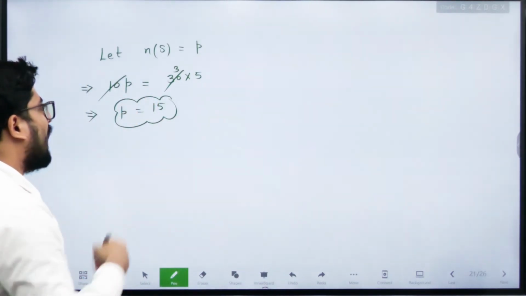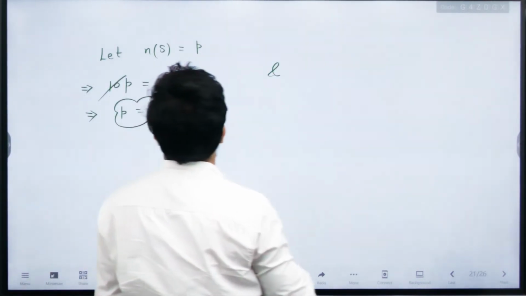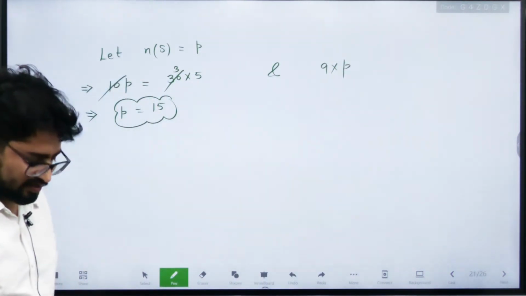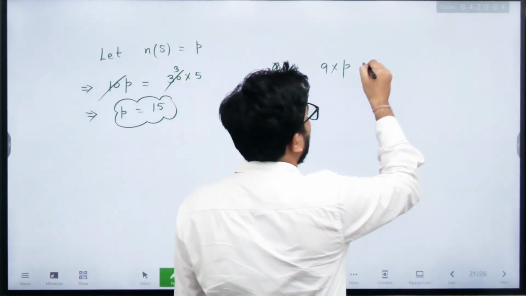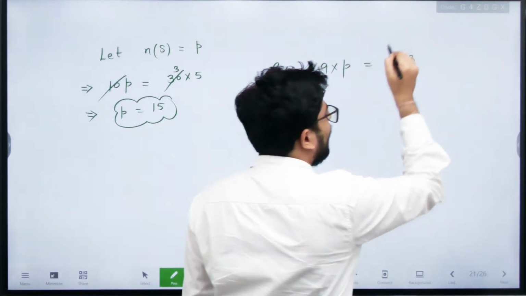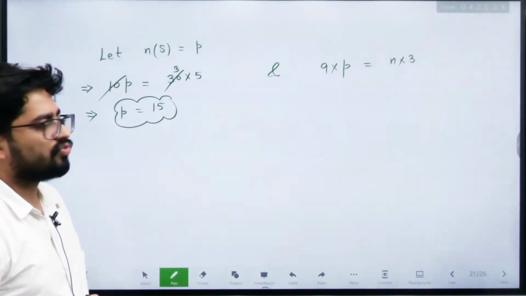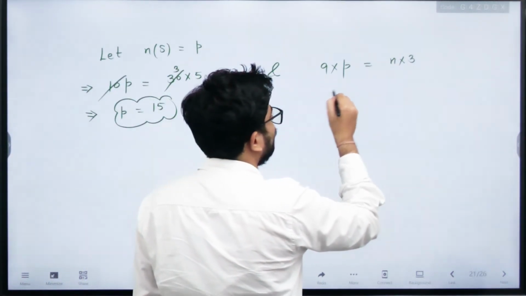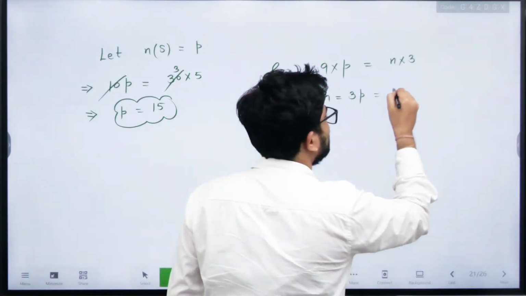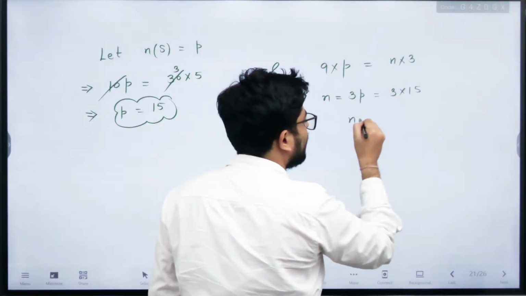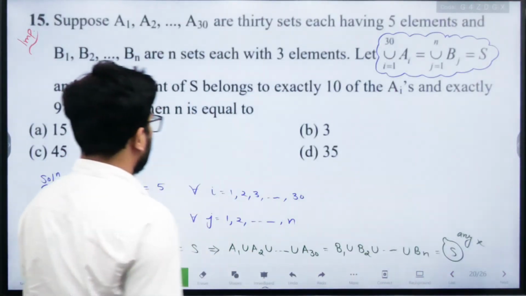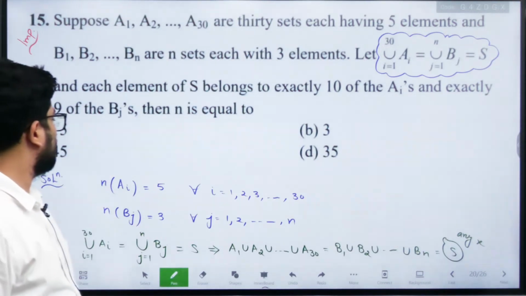Okay. And similarly for this, this is for A_i. Now for B_j's, that is 9 times. Every element of S is repeated in 9 sets. So 9 into p is equal to what? The number of sets is n, and the cardinality of one set is 3, each set having 3 elements. So 9 into p is equal to n into 3. From here you can say n is equal to 3p. And p is 15, so that is 3 into 15. So n is equal to 45. This 45 is the final answer. Got it? So the final answer is C here, 45.